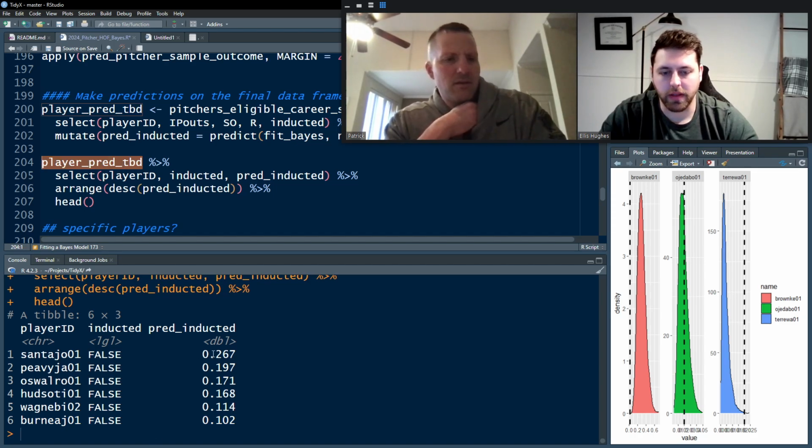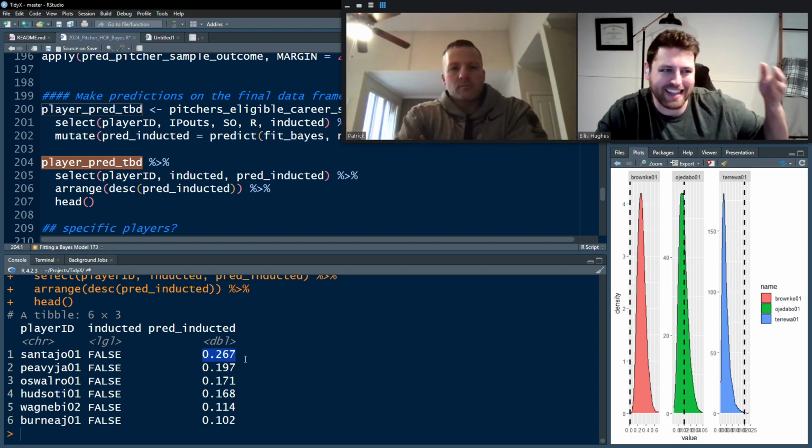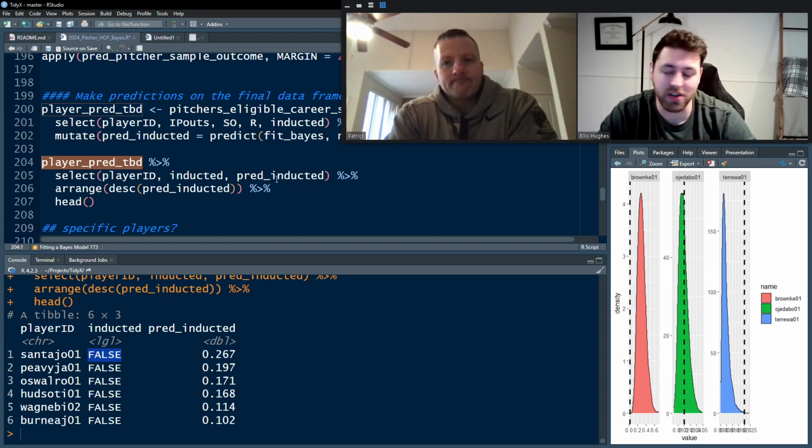Anyway, this is the people with the highest probability of those that have not gotten in but are still potentially going to be voted for. We'll see. They have yet to get in though, unfortunately for them. It seems like there's not a high likelihood of getting into the Hall of Fame if you are a pitcher, unfortunately.